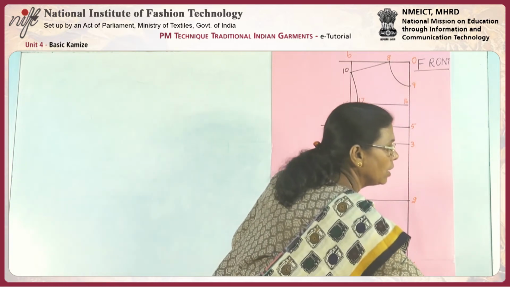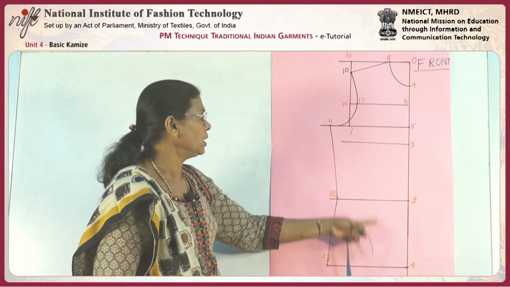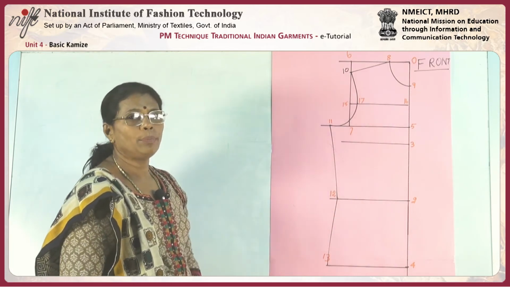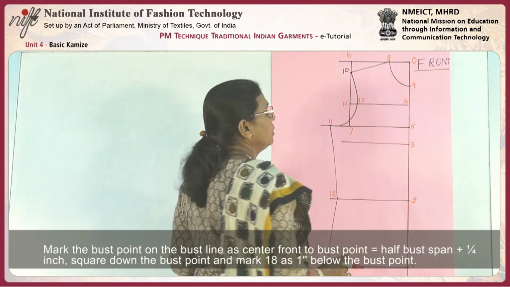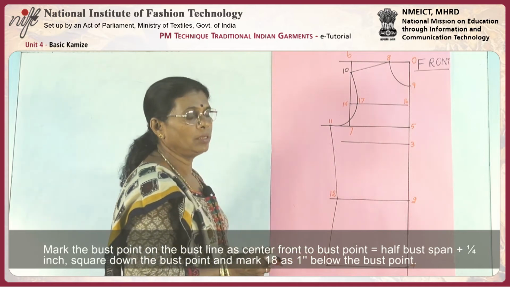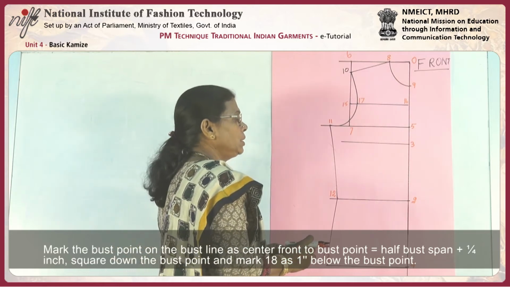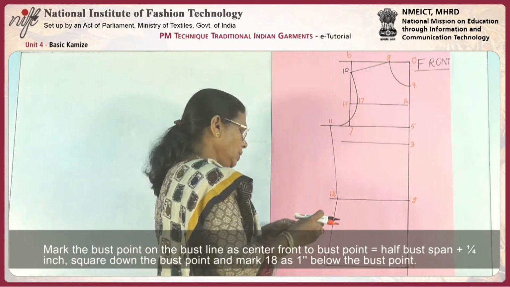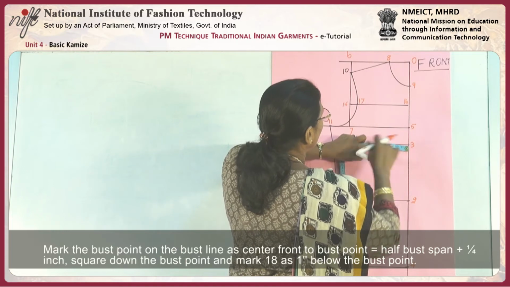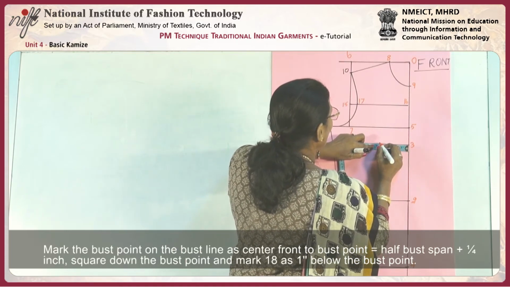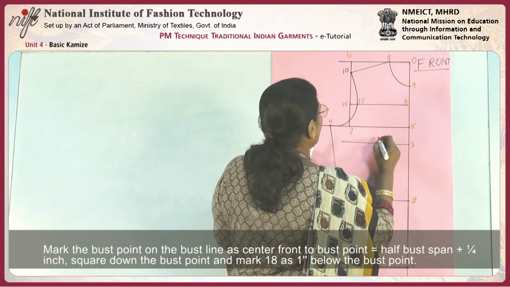Now we are going to draw the darts. At the front we have the waistline dart and the armhole dart to get a proper fit. We already marked the bust level. Now we have to mark the bust point with reference to the bust span measurement. Bust span is 7.5 inches. Then 3 to bust point is half bust span plus quarter, which is 4 inches. And this point is the bust point.